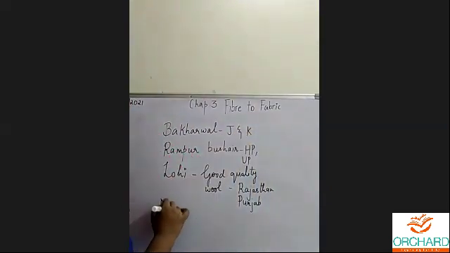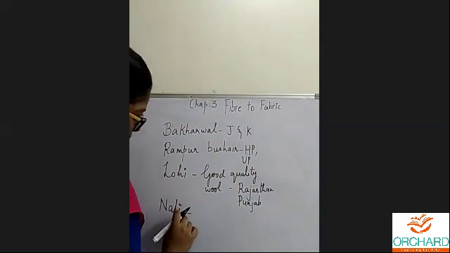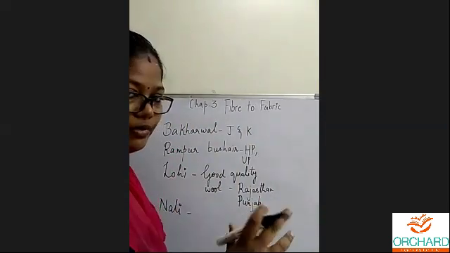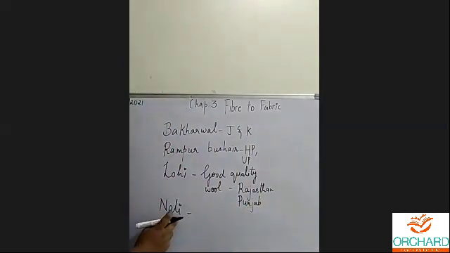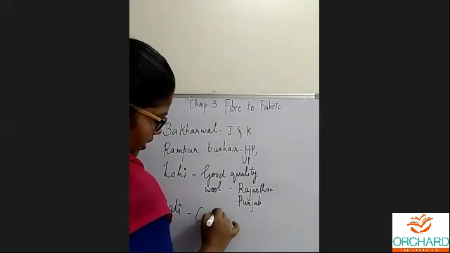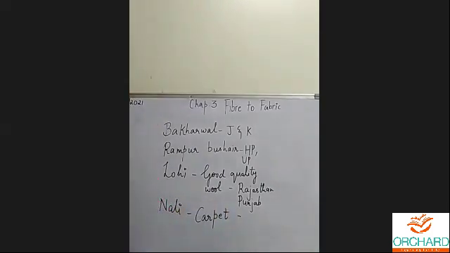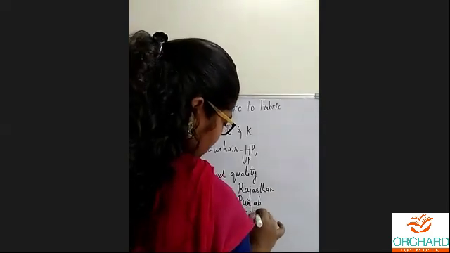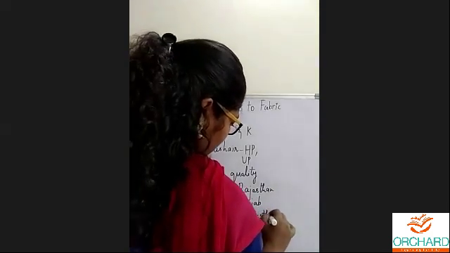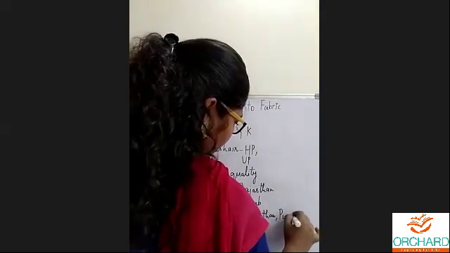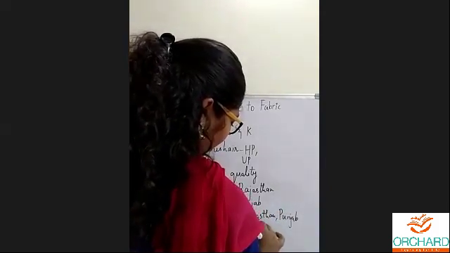Then you have another breed called Nali, whose hair, the fleece, will be a little rough. It will be coarse. Okay, so the fleece which is obtained from this breed of sheep is used for making carpets. Okay, and they are found in Rajasthan, Punjab, Haryana.